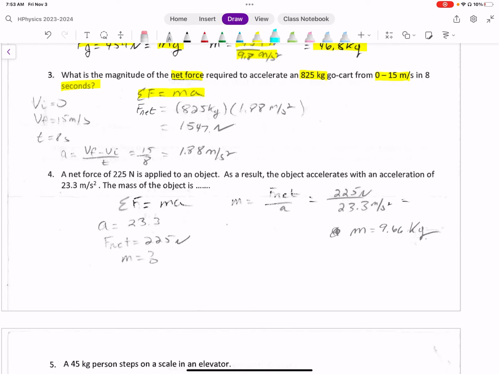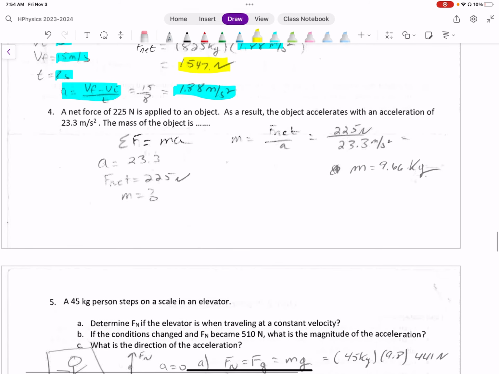I can use my 5, 4, 3, 2, 1 equations. I know I started from rest. I know that I have a final velocity of 15 meters per second. They told me that was a time of 8 seconds. And so I will use my first equation on my equation sheet, which is straightforward, to solve for acceleration, and I'll find that to be a positive 1.88 meters per second squared. I will then plug that into F equals ma, and I will find that the net force is equal to 1547 newtons. I knew the mass.